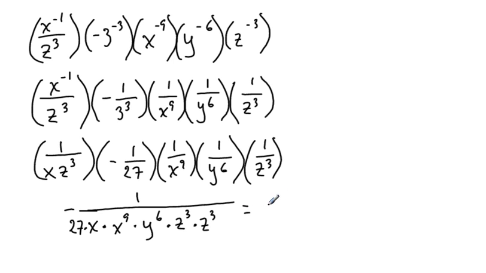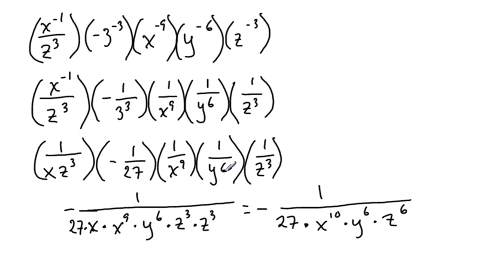All right, so we still have some simplifying left to do. Negative stays the same. The 1 stays the same. 27 is by itself because there are no other coefficients to multiply the 27 by. Times x times x to the ninth becomes x to the 10th power. If you don't see an exponent, you consider that there's a 1 there, and we add our exponents, so 1 plus 9 is 10. There's only one y, and it's to the 6th power. Z to the third times z to the third, we add up the exponents to get z to the 6th.